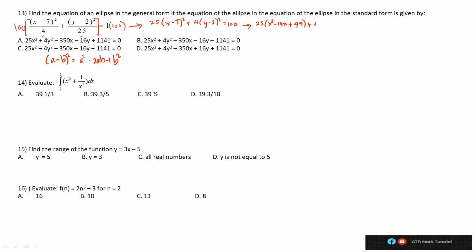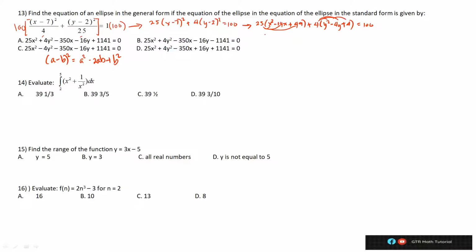Plus, we have 4. And then, square the first term, y squared, minus y times 2 times another 2. So, minus 4y, plus square of the last term, 2 squared, so that is 4. Equals 100. So, ayan, i-simplify na lang natin yan. So, distribute 25 dito sa tatlo. Then, 4, ganun din, distribute niya sa tatlo yung 4 natin.